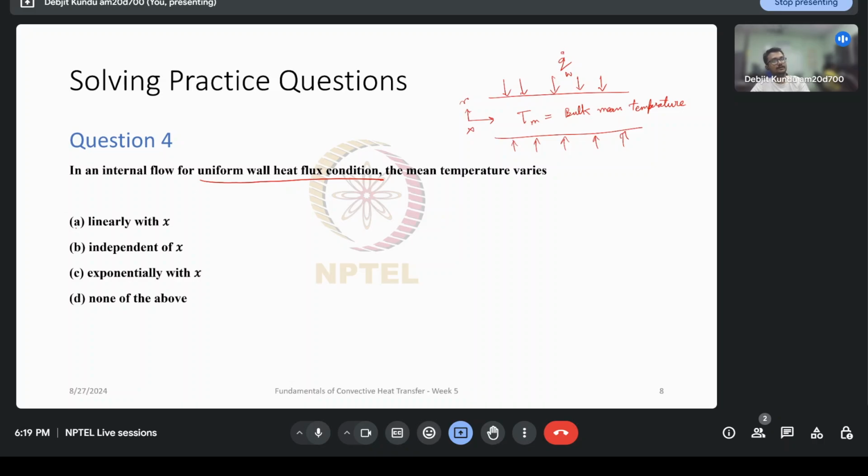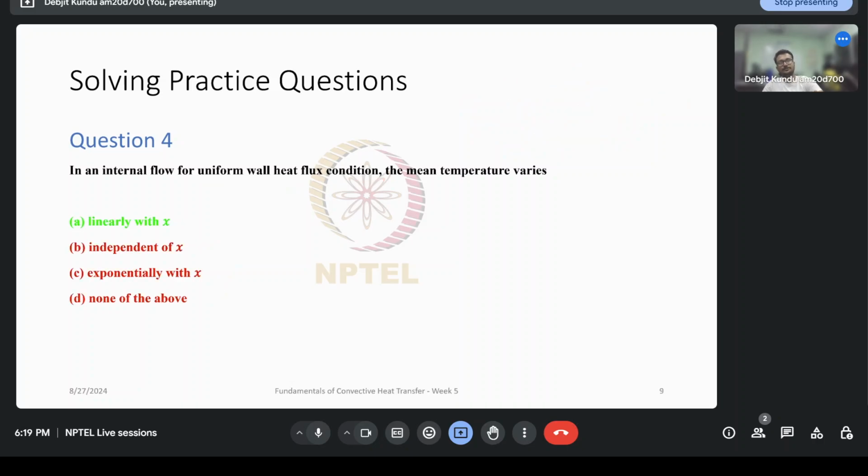Does it vary linearly with x, as option A says? Option B, independent of x, that is, it does not vary with x, it is some constant, or does it vary exponentially with x, or is it option D, none of the above? That it might vary with x, but not linearly or exponentially. So let's take a look at the solution. It is option A, it varies linearly with x.